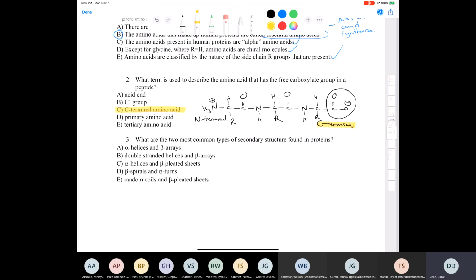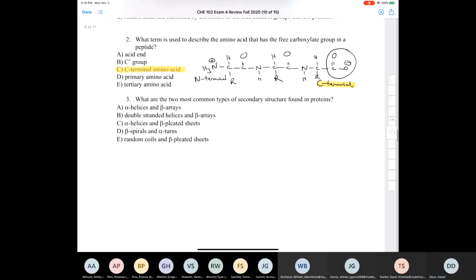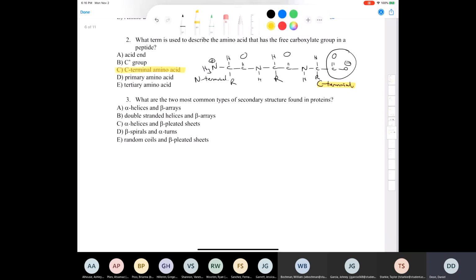All right, what are the two most common types of secondary structure found in proteins? I'm sure that somebody can nail this one pretty quickly.